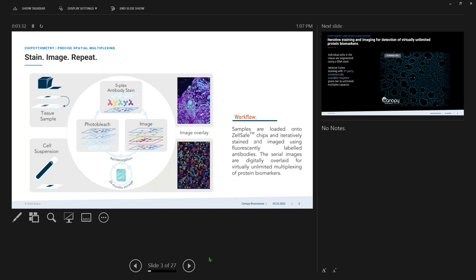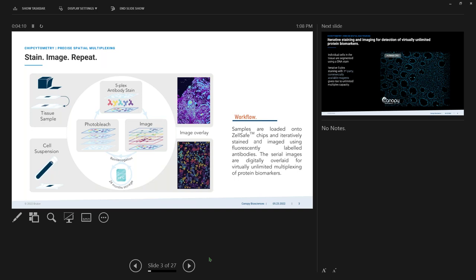You stain with a cocktail of up to five antibodies, each antibody specific for a different target of interest, and each one conjugated to a different fluorophore. Then we collect image data on those five markers and photobleach away the fluorescent signal. Then through the fluidics again, we can do this over and over and over again to iteratively build up really high-plex assays. And then there's a lot of downstream image processing, overlaying all these images that were collected from subsequent cycles, which is really well automated within the software.